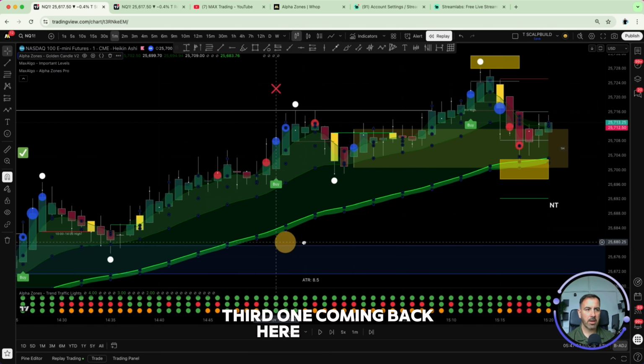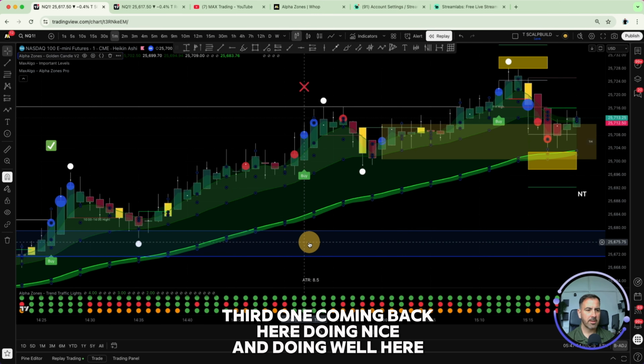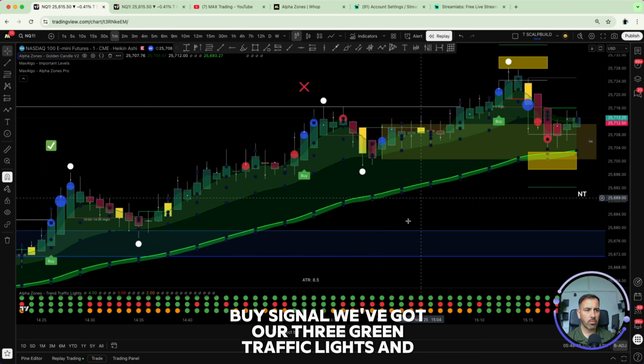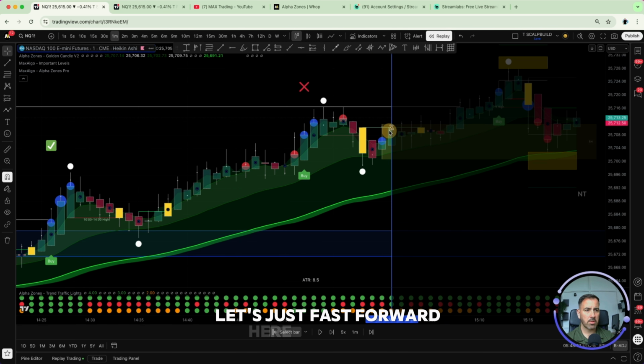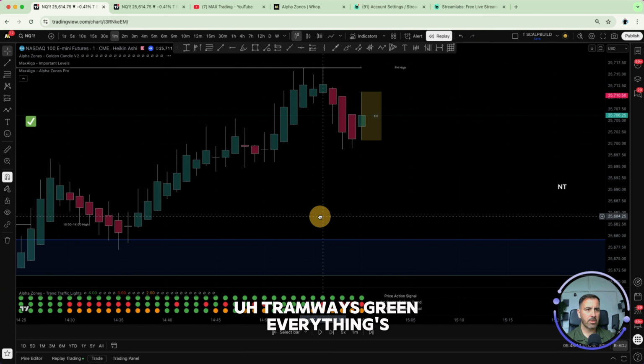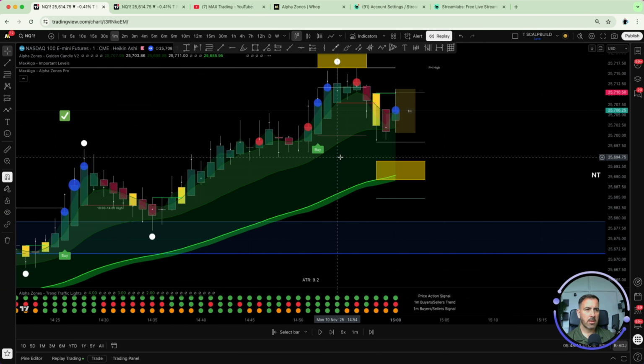Third one coming back here, doing nice and doing well here. So we've got, again, a very, very similar situation. We've got our green buy signal. We've got our 3 green traffic lights. And let's just fast forward here. 3 green traffic lights. Trend wave's green. Everything's coming up to a line.